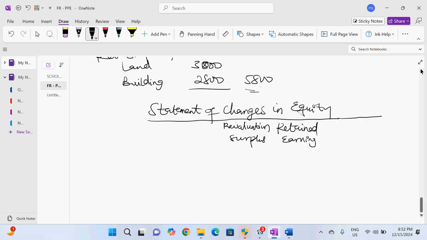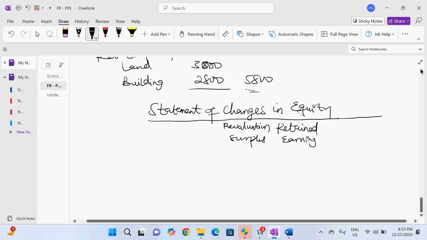IAS 1 format for the statement of changes in equity: revaluation surplus. What else? We can have capital surplus. Another name for capital surplus is what? What's another name for capital surplus? Surplus.